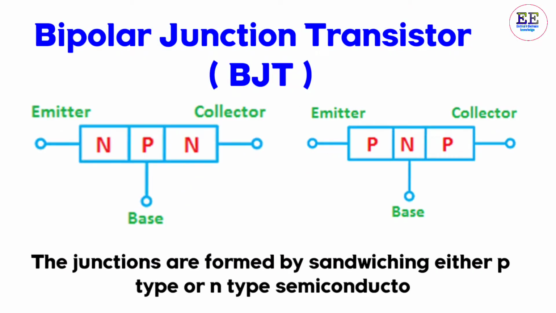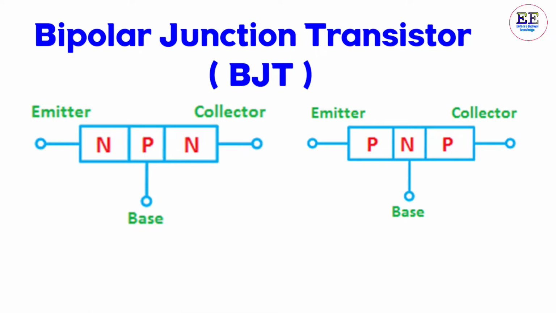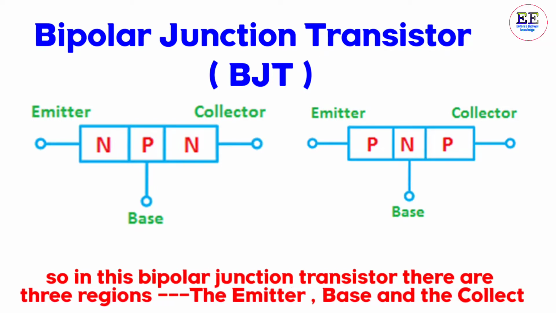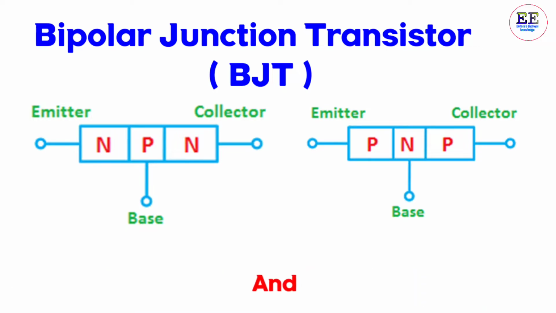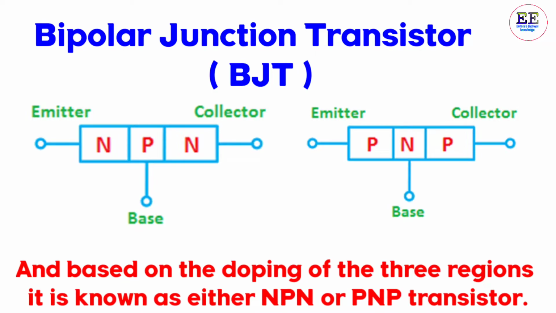The junctions are formed by sandwiching either P-type or N-type semiconductor layers between a pair of opposite types, as you can see in the picture. So, in this bipolar junction transistor, there are three doped regions: the emitter, base and the collector. And based on the doping of the three regions, it is known as either NPN or PNP transistor.